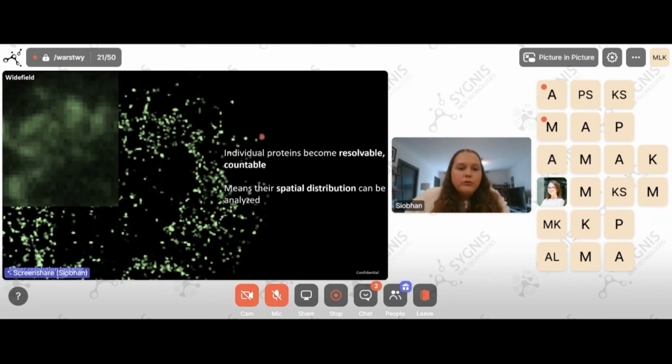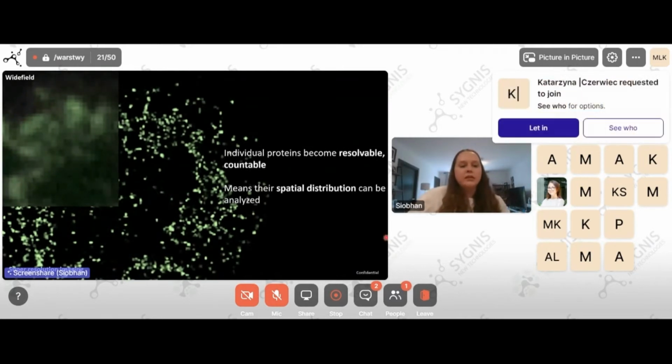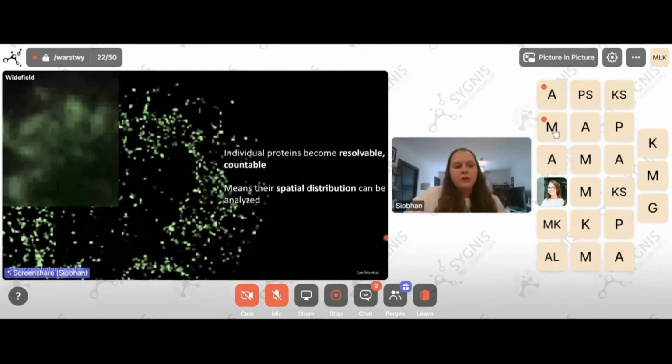And being able to visualize these proteins and molecules on that level means that now we can actually assess their spatial distribution. And that type of analysis is just not possible if you are using these sort of wide field or diffraction limited techniques. So you really need super resolution techniques in order to get this level of detail.